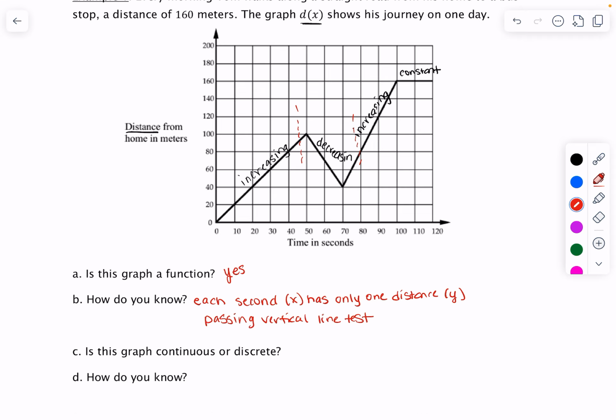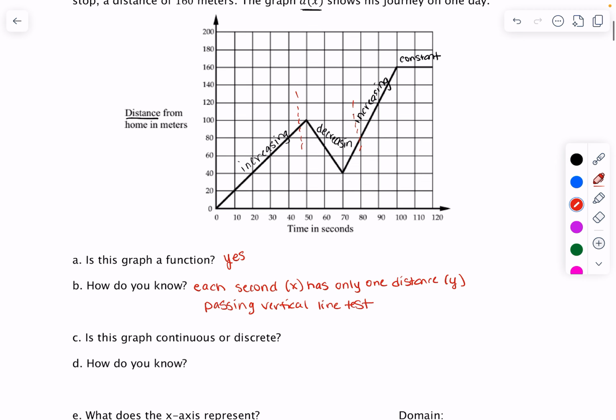The second thing we want to look at is: is this graph continuous or is this graph discrete? This graph is continuous. All the points are connected, and there are no breaks or gaps. He's walking that entire time; we don't just skip time. Time goes on. It is a continuous function.